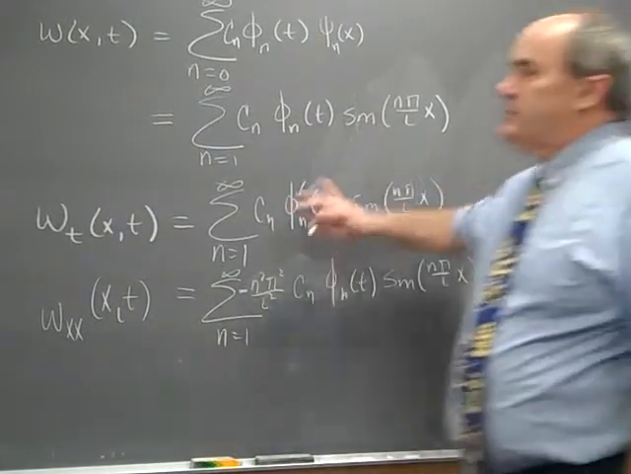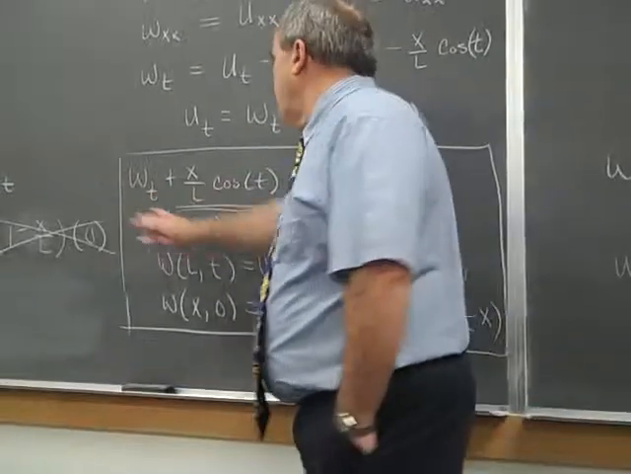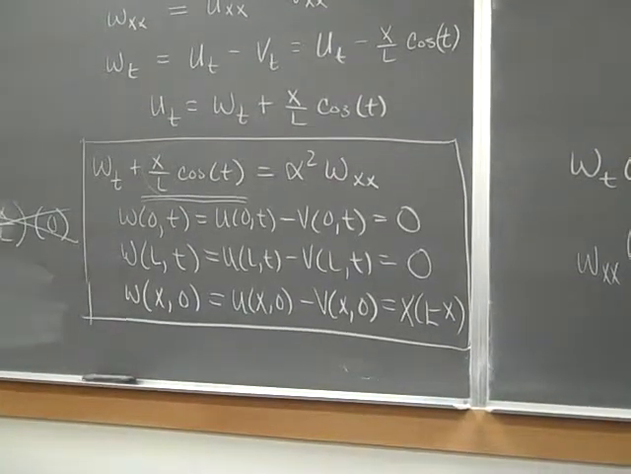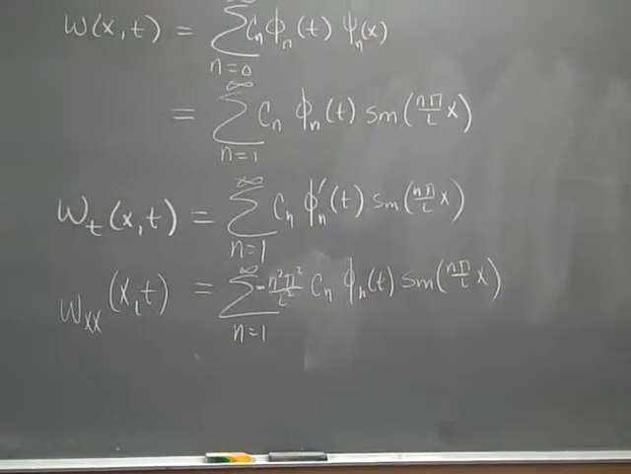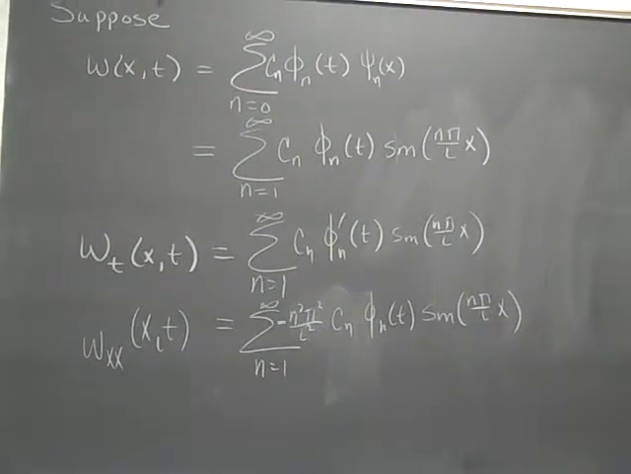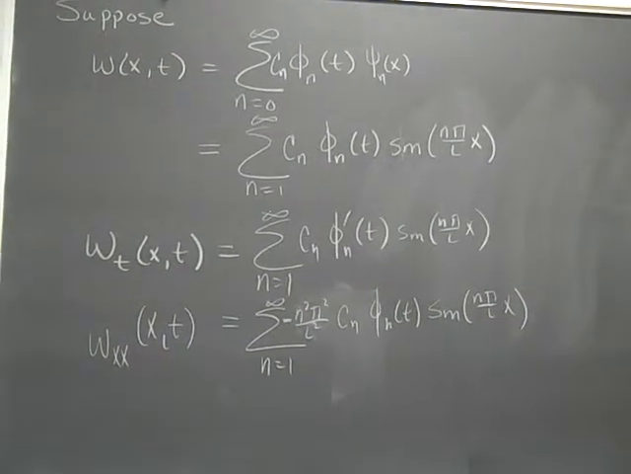So I can put this sum in for the w sub t, I can put this other sum in for the w sub xx. Everything's looking good, except for our x over L cosine of t. It's the old Sesame Street thing, one of these things is not like the others. One of these things just doesn't belong.